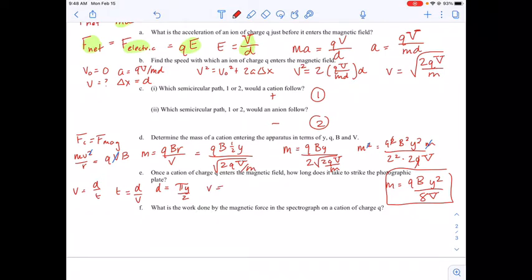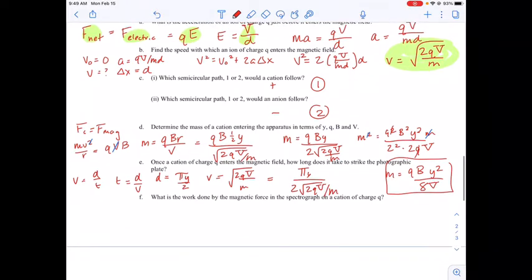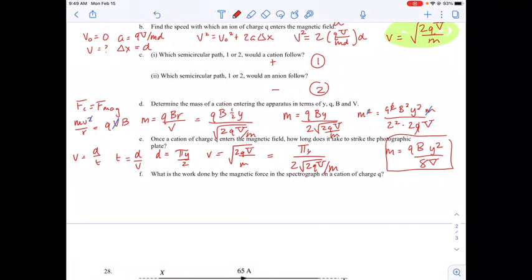And then the velocity we found earlier, the speed of the particle when it enters the field, is found from part B. So it's the square root of 2q times the voltage over m. So I can write that out as pi times y over 2 times the square root of 2q the voltage over m. And we certainly could simplify that, but I think that's good enough for now.